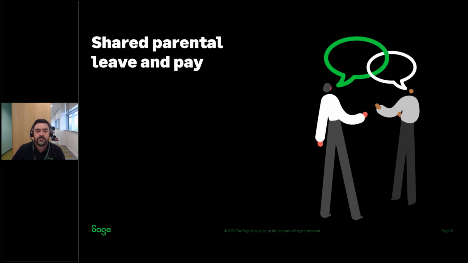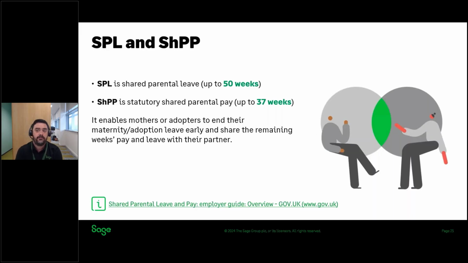So to give you a bit of background on this, what is shared parental leave and pay? So it can be abbreviated to SPL and ShPP. Shared parental leave can be up to 50 weeks.